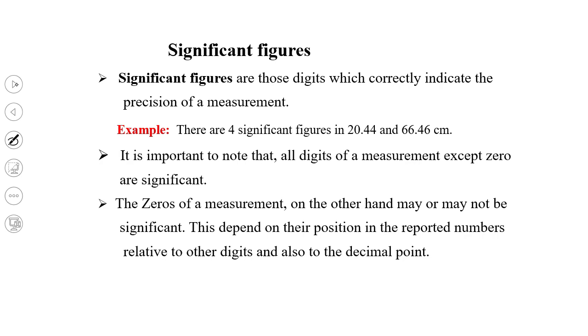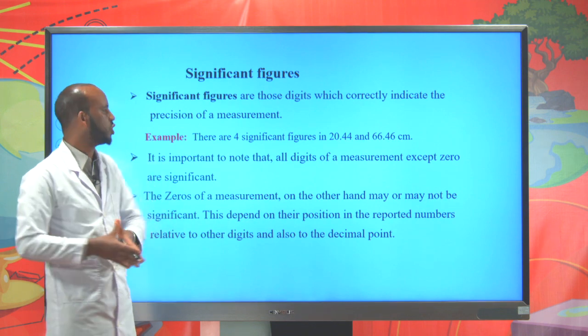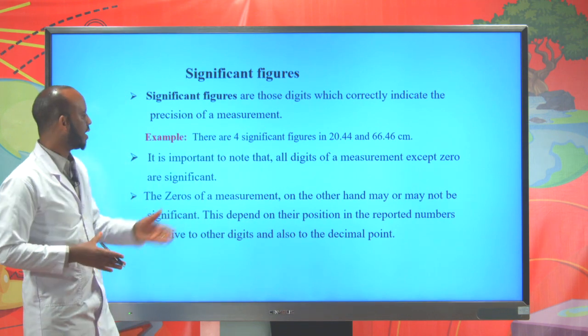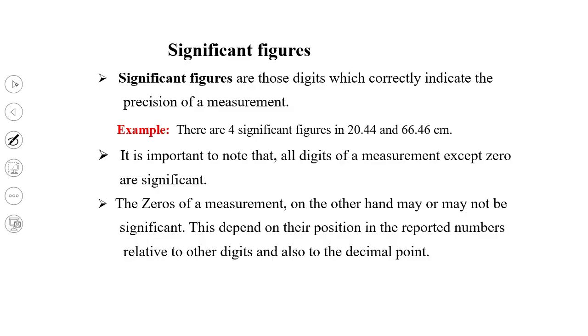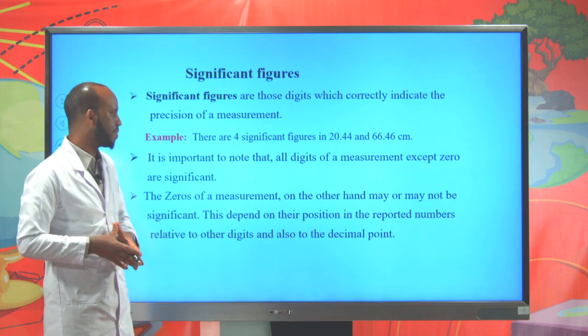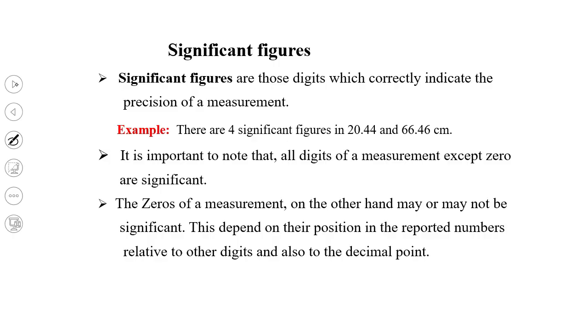Significant figures. Significant figures are those digits which correctly indicate the precision of a measurement. There are 4 significant figures in 20.44 and 66.46 centimeter. It is important to note that all digits of a measurement except the zero are significant. The zeros of a measurement, on the other hand, may or may not be significant. This depends on their position in the reported numbers relative to other digits and also to the decimal point.